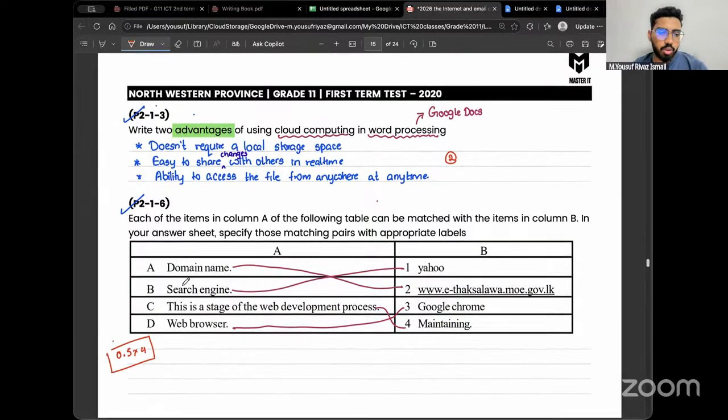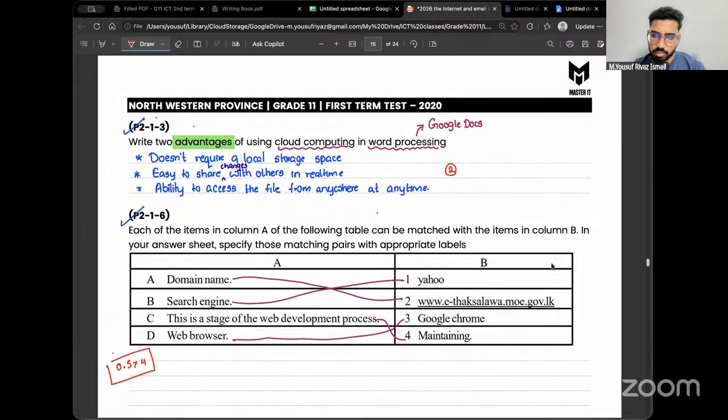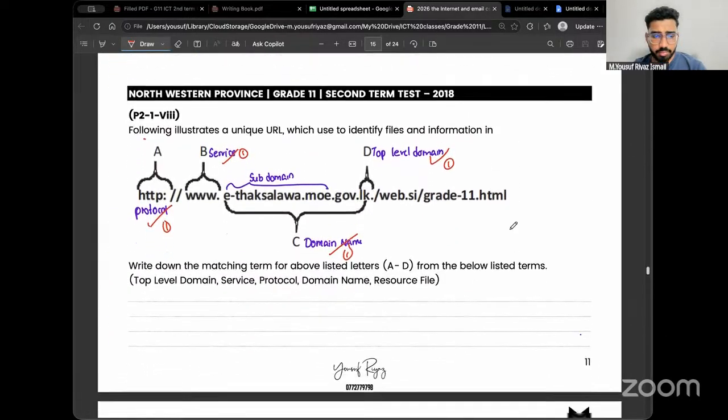So tell me, out of 4 marks in total, how many marks did you get? Good, good, good, good, good. Others, if you have any questions, drop them in the chat.